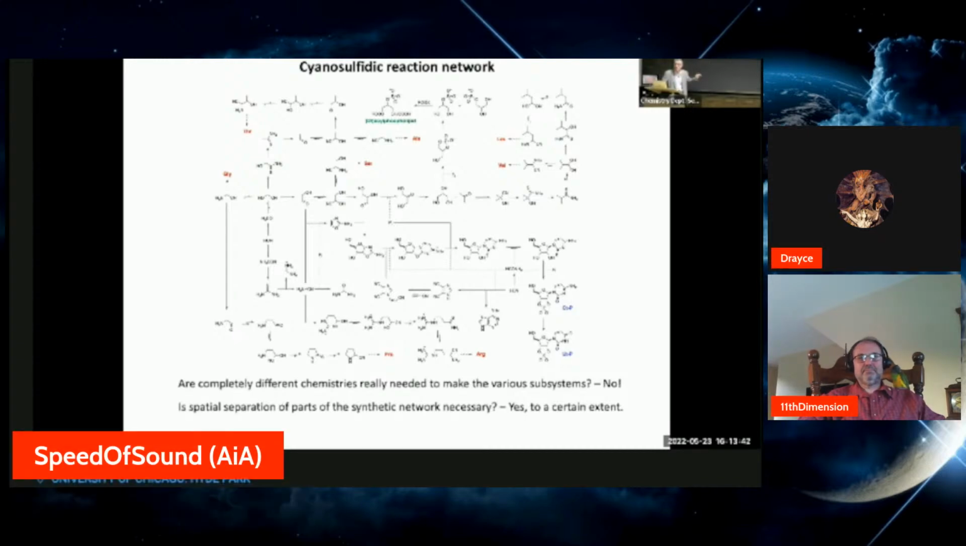Is spatial separation of parts of the synthetic network necessary? Yes, we think you couldn't operate all of this network in one pot. You have to operate it in different, probably 2 or 3 different aqueous environments, and then mix them afterwards. And I'll show you how we think that could happen in a minute. And as I said, initially at least, it looks like this is intrinsically favored chemistry, leading to a restricted set of products that just happens to work.